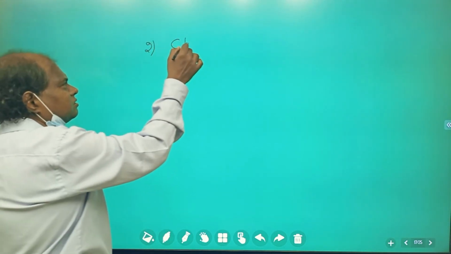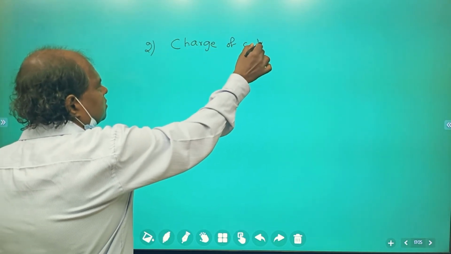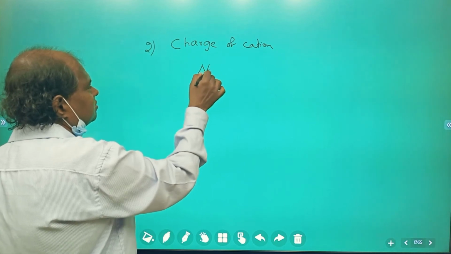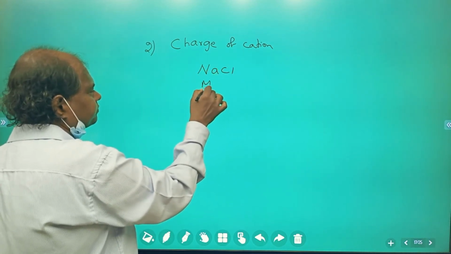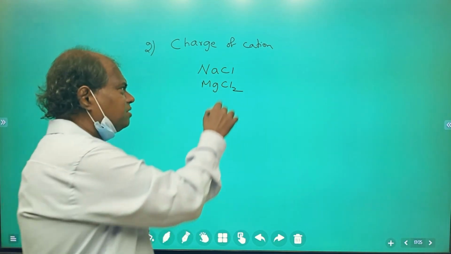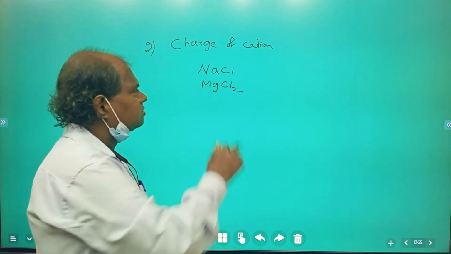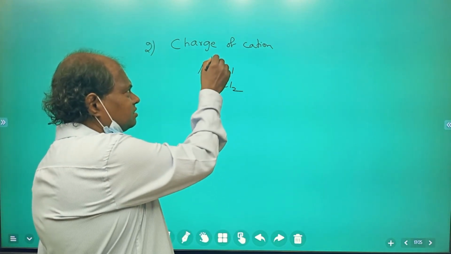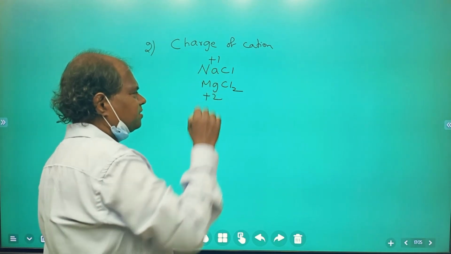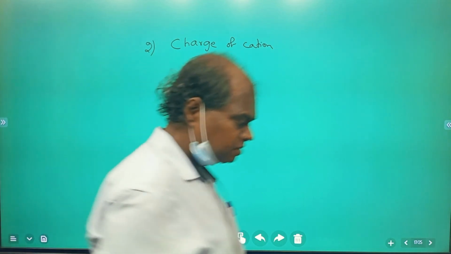Fine, student. Now, next thing is the charge of the cation. I'll give some examples: NaCl, MgCl2. Here, I'm keeping the anion fixed. The anion is fixed, Cl, right? But the cation charge I'm changing. Na is plus 1, Mg is plus 2.